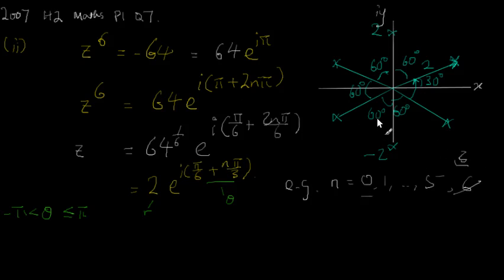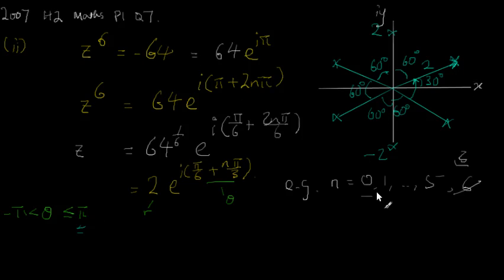let's look at these angles. If I keep adding n from 0 to 5 to pi over 6, my angle will go from 30 to 90 to 150, and then this will be more than 180. This will be 210, which would exceed this, which will become more than pi. So that's not good.